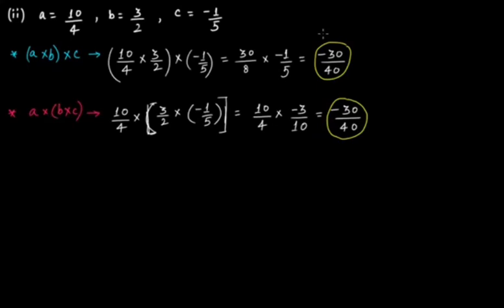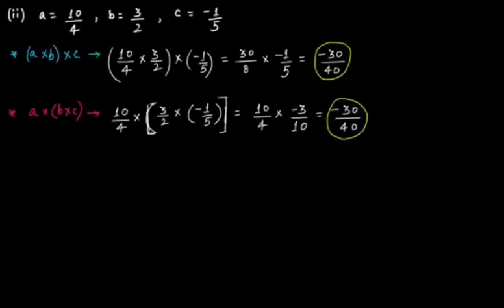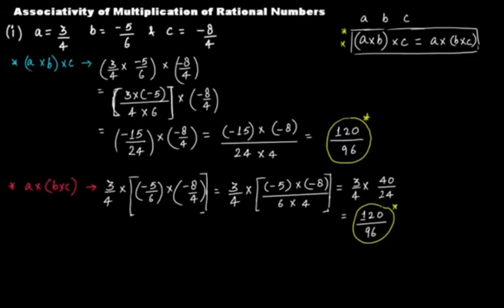Again, this condition gets satisfied in this example also. So that's why we can say that just as addition, multiplication is also associative for rational numbers. So addition is associative, subtraction is not, multiplication is associative. So what about division? For that, I'll see you in the next video. We'll discuss there.